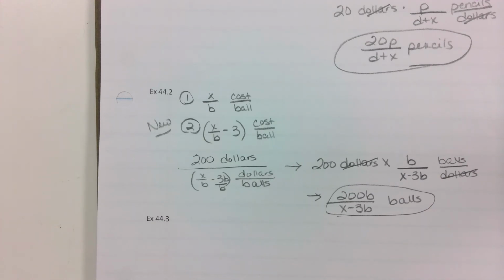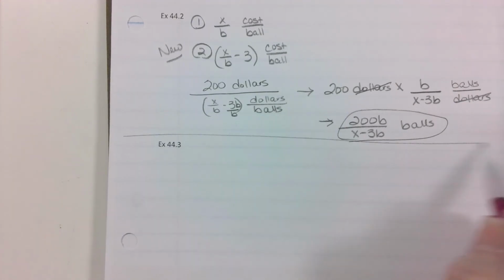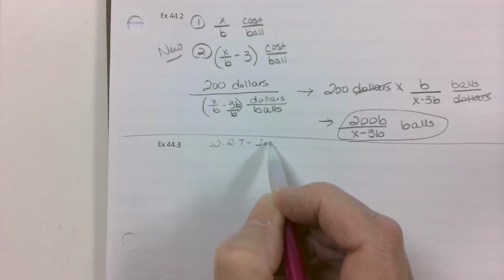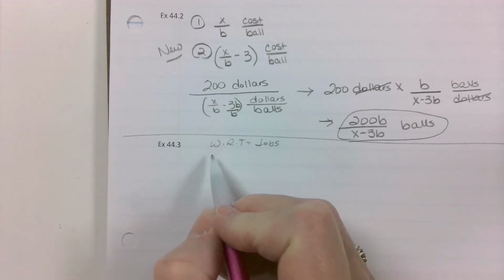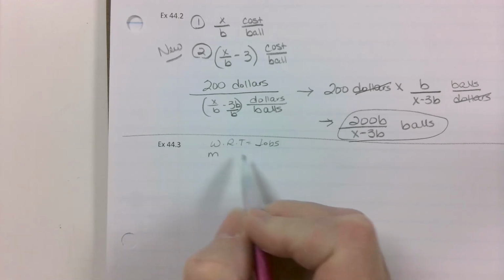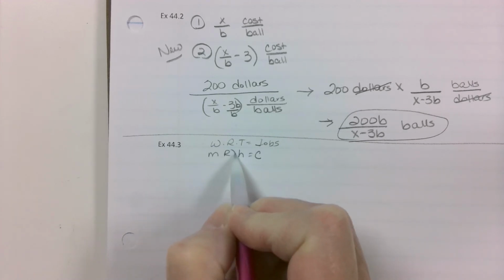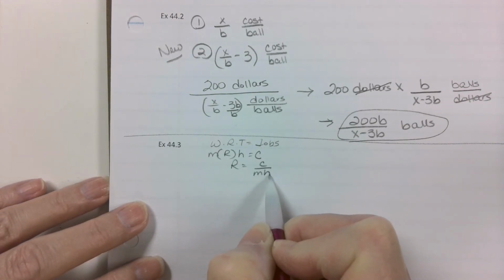Okay? Let's look at 44.3. It says, on an assembly line, M workers worked H hours to produce C articles. Now that should jar in your memory. The workers times rate times time equals jobs formula. So it was M workers, that's the number of workers, worked H hours, that's time, to produce C articles. So what you don't have is R. Okay, so R then is going to be C over MH. Just solve that for R.